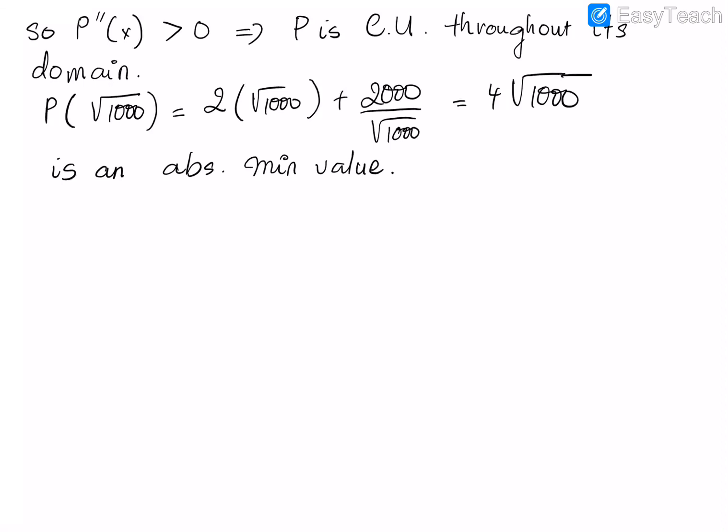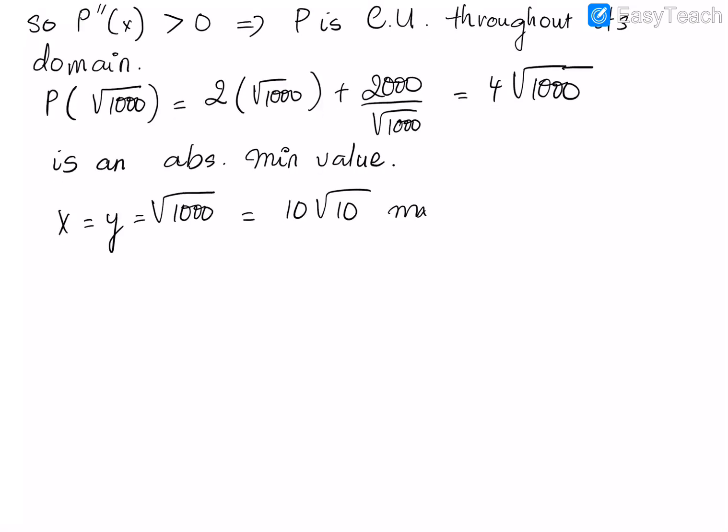Now we know the dimension is going to be x equals y equals square root of 1,000. If you want to simplify it, we can take 10 out, so it's going to be 10 square root of 10 meters. And we're done. So this rectangle, in fact, is a square, because x equals y.